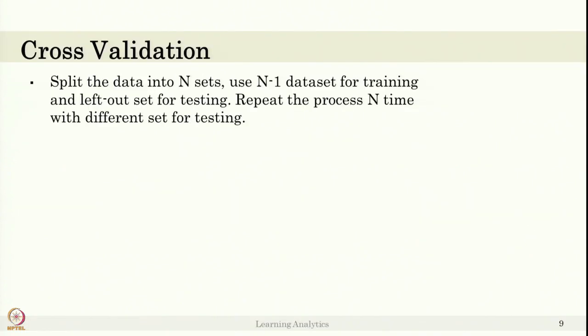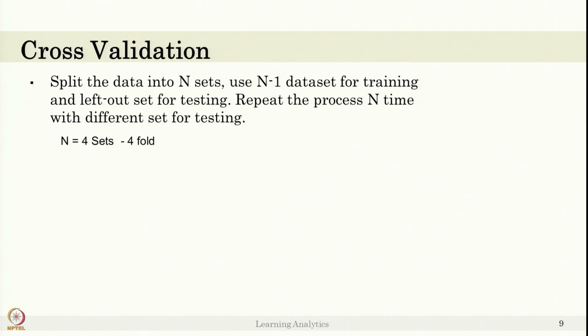To avoid that error, we will use cross validation. In cross validation, we split the data set into n sets. Use n-1 sets for training, and the left-out set, the one not used for training, for testing. Repeat the same process n times with a different test set each time. To do that in detail, let us see one example.